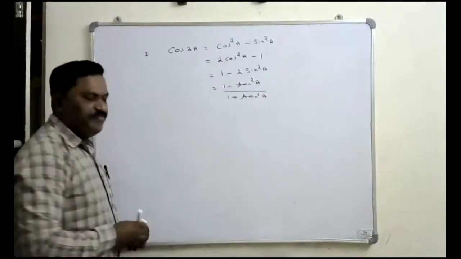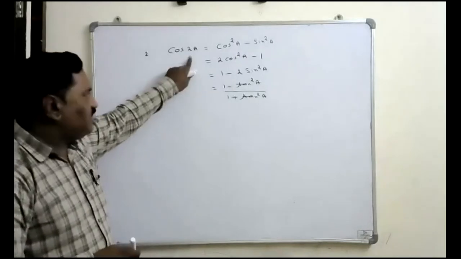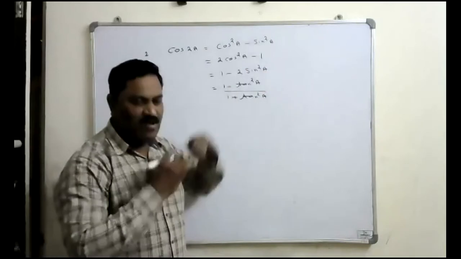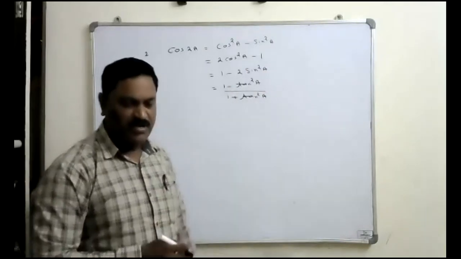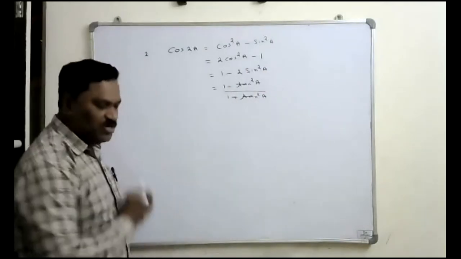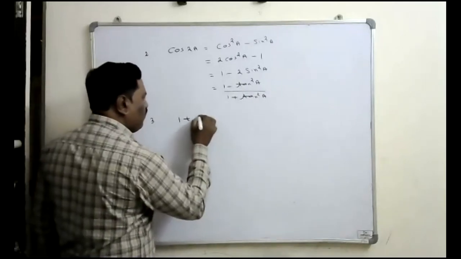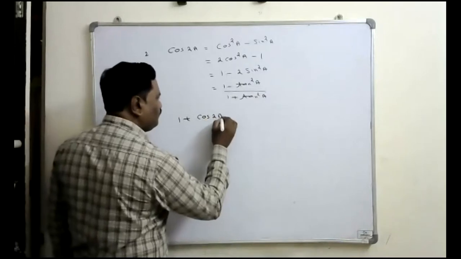So similarly, we can also write the formula for cos A. To write cos A, this angle you have to make half, that is A by 2 we have to write. Like that, you can write the formula for cos A. Similarly, what is the formula for 1 plus cos 2A?